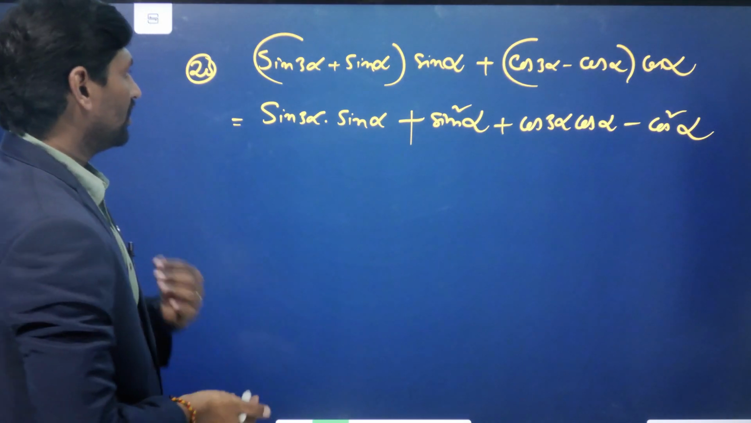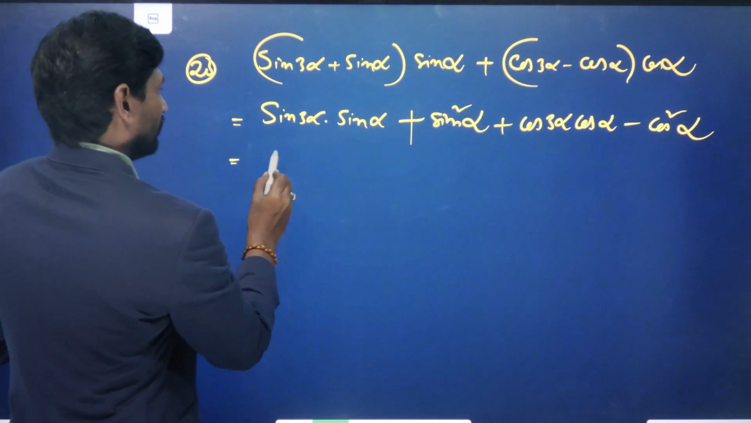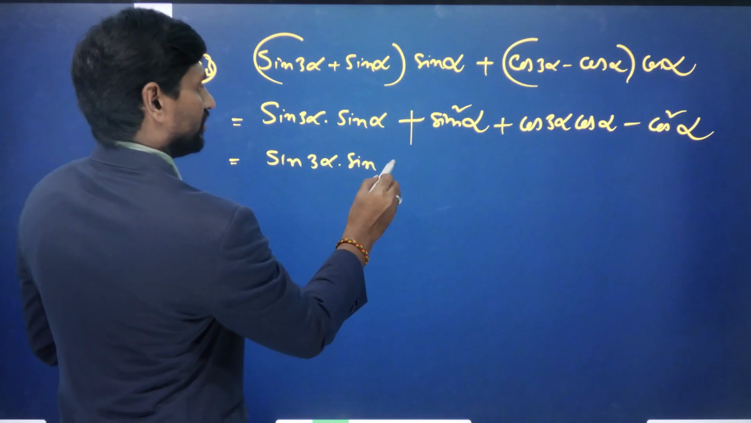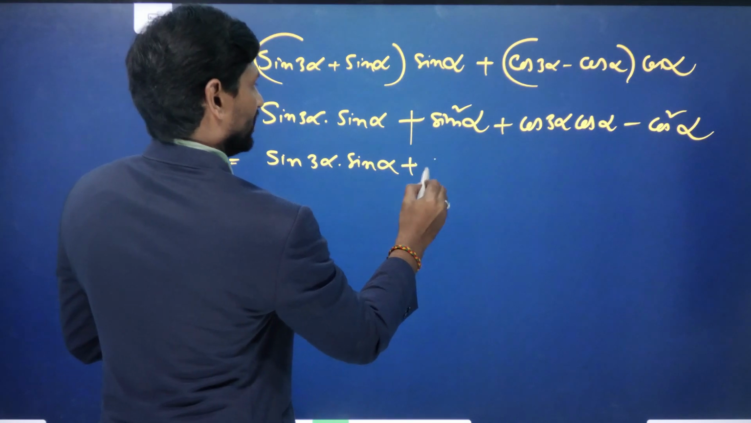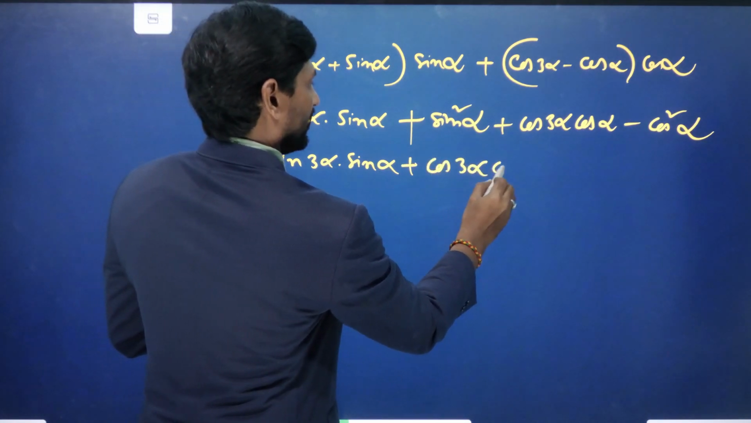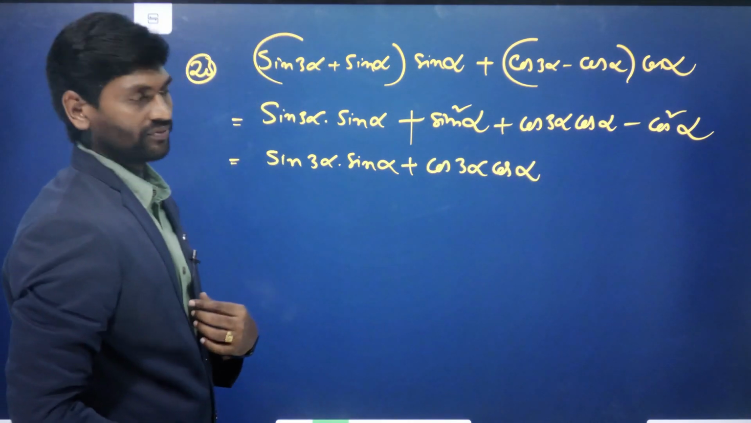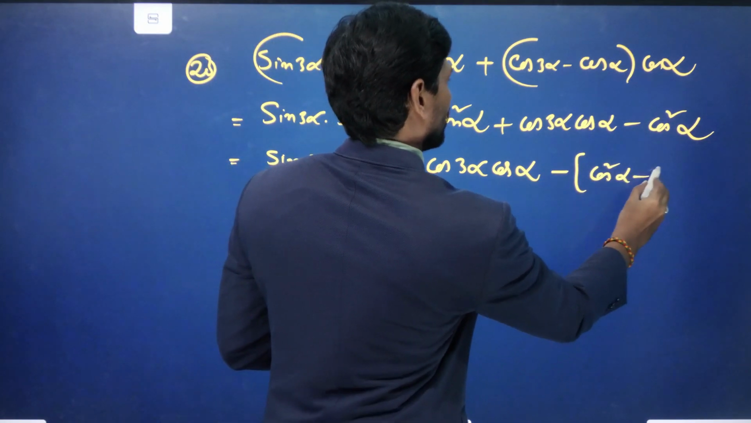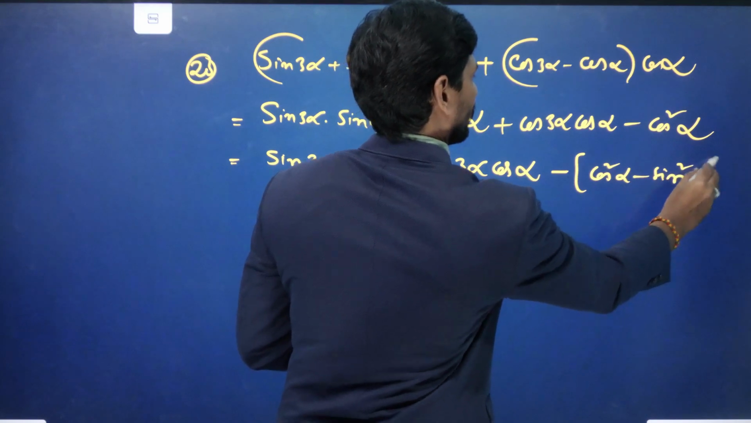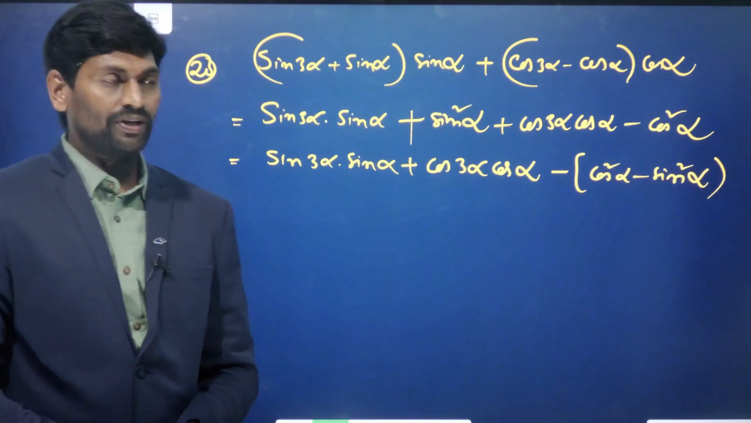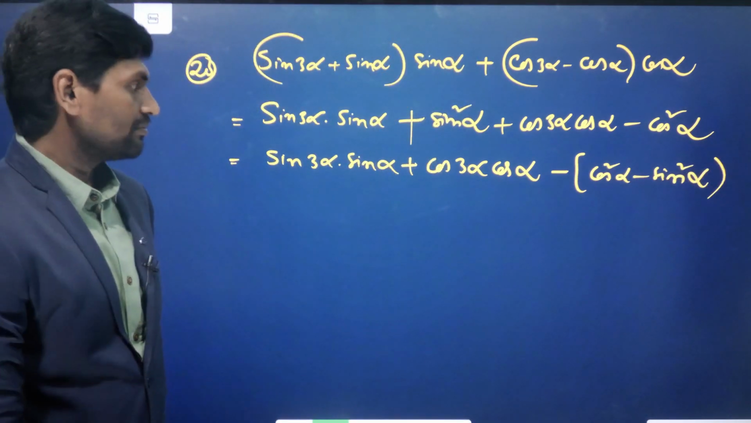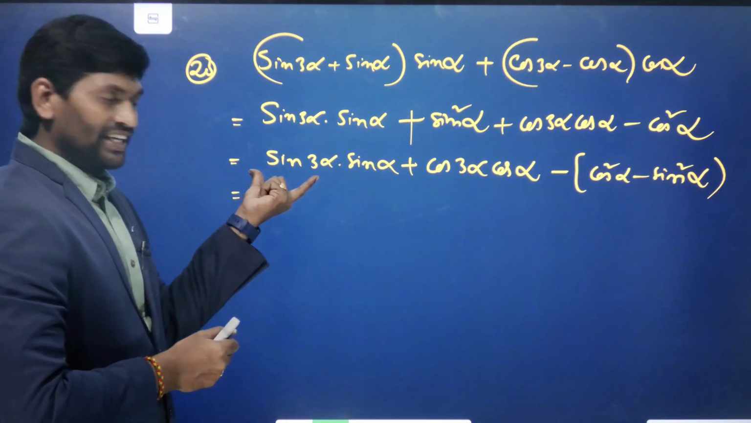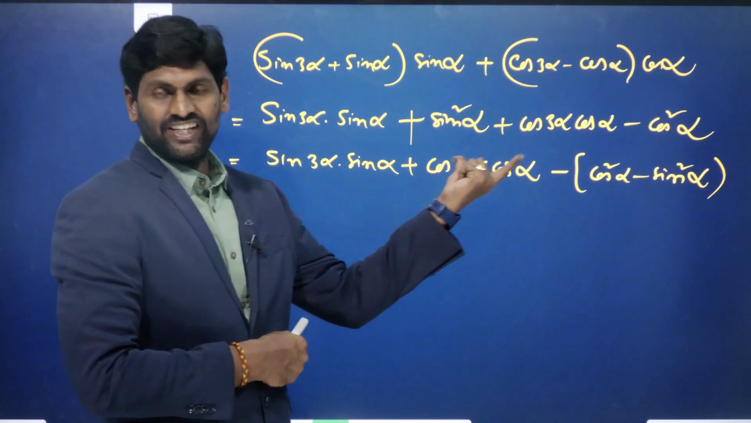Okay, right. Now this one I am writing sin 3 alpha into sin alpha. Third term I am writing here plus cos 3 alpha into cos alpha. Here, minus, if you take common here, cos square alpha minus sin square alpha.